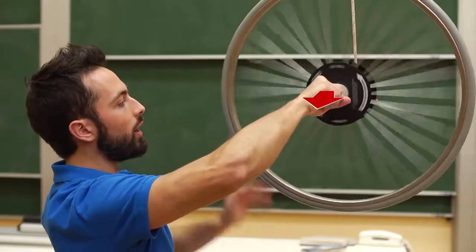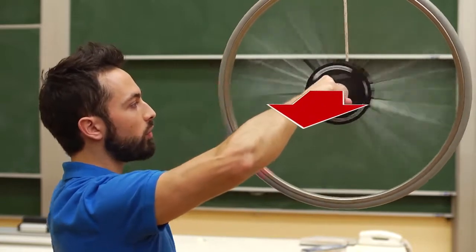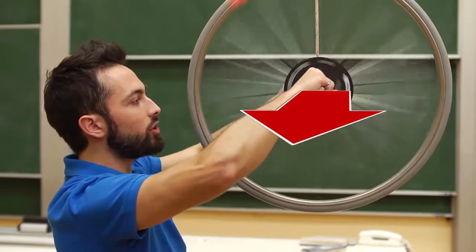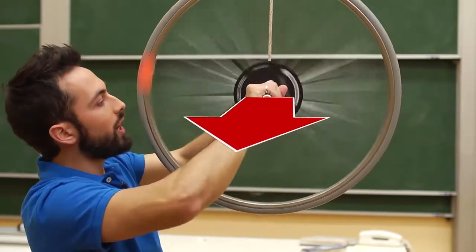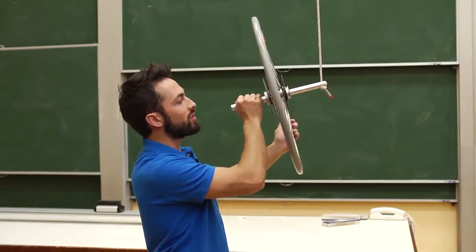So the more I apply this torque, the more I increase the angular momentum of the wheel in the direction of the torque. So I'm making this wheel have a very large angular momentum out towards the camera, out towards you. Now, before I go any further, let's have a look at this setup that I've got.